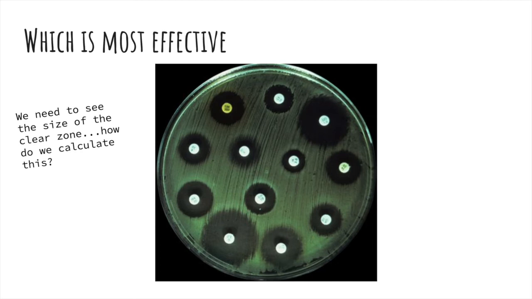Okay, so we're going to watch a little video now of how to go about pouring one of those plates and how to put bacteria on it, and then how that bacteria grows and how these clear zones develop, before coming back here to look at how we calculate the area of these clear zones.